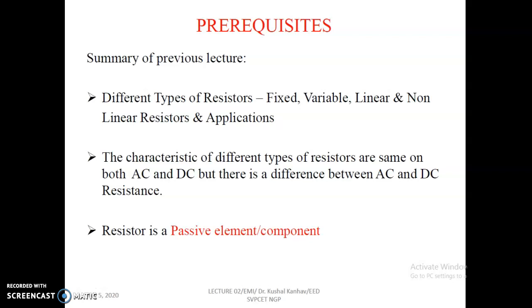We have studied different types of resistors, fixed, variable, linear and non-linear resistors and their applications. We have found that the characteristics of different types of resistors are the same on both AC and DC, but there is a difference between AC and DC resistance. We know that a resistor is a passive element, or we can also call it a passive component.